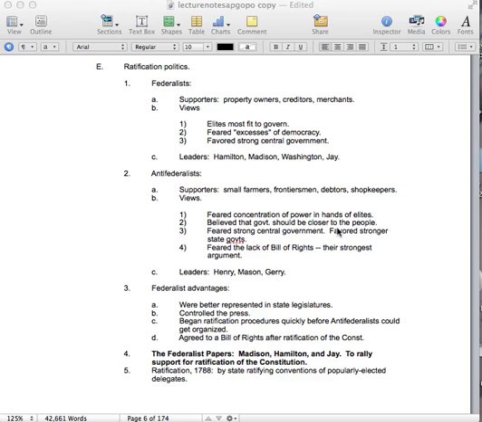Feared strong central government, favored stronger state governments. Very important. They thought the Constitution has too much power, and so with the stronger state governments, they want more power at the state level rather than on the federal level. So that's what that's saying: more power at the state level rather than at the federal level.